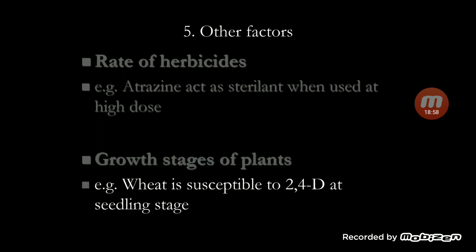The growth stage of plants. So, for example, in case of wheat crop, wheat is susceptible to 2,4-D at seedling stage. Actually, 2,4-D herbicide is recommended in wheat crop, that you can apply the 2,4-D herbicide to kill the broadleaf weeds in wheat crop as a post emergence application. But when to apply? If you apply the 2,4-D herbicide at seedling stage, at early stage, it causes phytotoxicity symptoms in wheat crop. So, 2,4-D is a stage specific herbicide. It has to be applied when the wheat crop is at tillering stage or maximum tillering stage. So, it means that wheat crop is showing selectivity at some stage and it is showing non-selectivity at some stage.